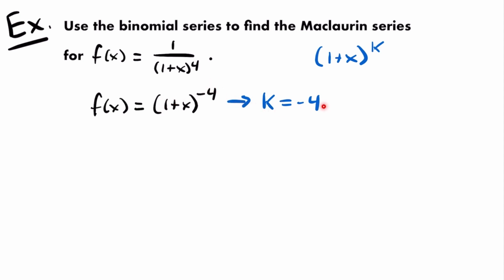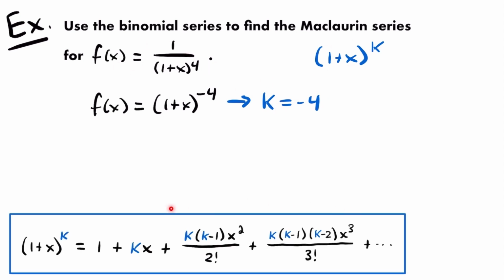And so now that we have found our value of k for this function, and it's in the correct form, we can start to write out the terms of the binomial series for that function, and then we can look for a pattern within those terms and represent them as a Maclaurin series. All right, and so if we use these terms that we have here, our function will be equal to 1 plus k times x, and k is negative 4, so we have negative 4 times x. And then for our next term, we'll have k, which is negative 4, times k minus 1, so negative 4 minus 1, times x squared divided by 2 factorial.